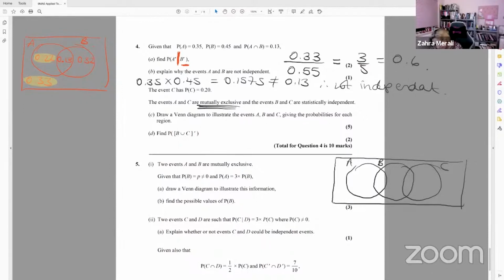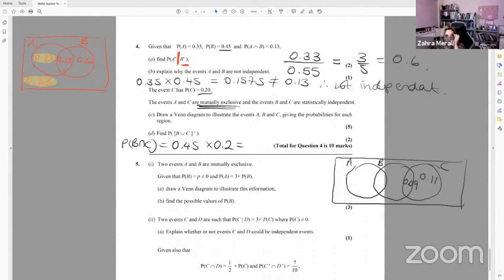And we know that C is 0.2 and B and C are statistically independent. So we know the probability of B and C is the same as 0.45 times 0.2. So when we do that, we get 0.09, which is going to be this bit in the middle of B and C, which means we can work out the rest of C, because we're going to do 0.2 minus 0.09. So we get 0.11 outside here.